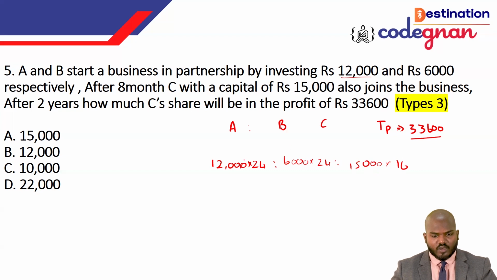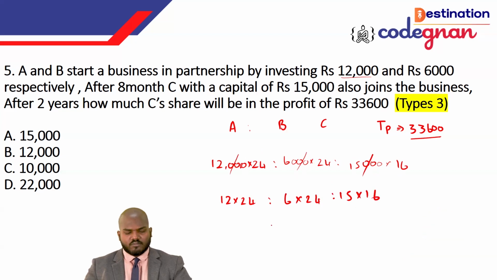If you calculate this one, guys, the zeros get cancelled. If you cancel this, we get the value 12 times 24 is to 6 times 24 is to 15 times 16. If you simplify this, guys, we get the value 6 is to 3 is to 5. So the only job is to simplify here. They are asking the C share. C is this one.